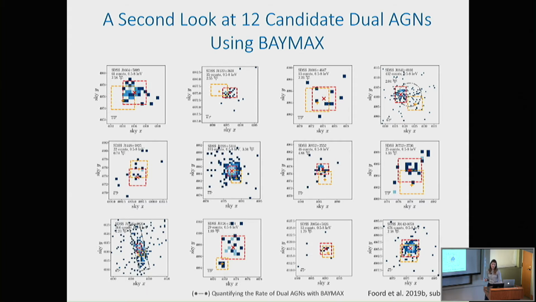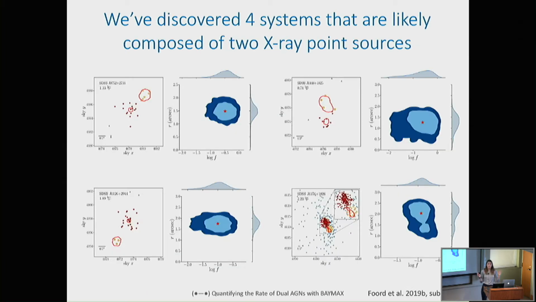So running Baymax on these sources, we found that there were 4 that had a Bayes factor value that favored the dual point source model very strongly. I'm showing you 2 figures here for each of these systems. On the left-hand side, I'm showing you the unbinned Chandra data. I'm showing you the unbinned data because Baymax is able to probabilistically assign each count to a different model component.